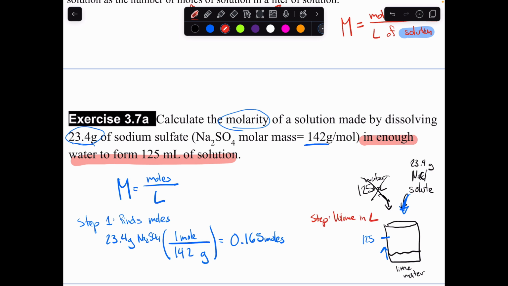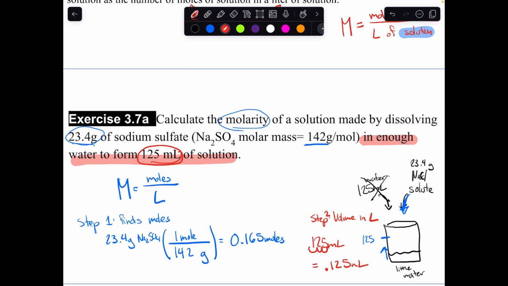Step 2 is we need the volume in liters. Our volume right now is in milliliters, so we do need to convert that. We have 125 milliliters, and to get to liters, there's 1,000 of them, so we're dividing by 1,000. Or we can just move the decimal 1, 2, 3. So this is equivalent to 0.125 liters.